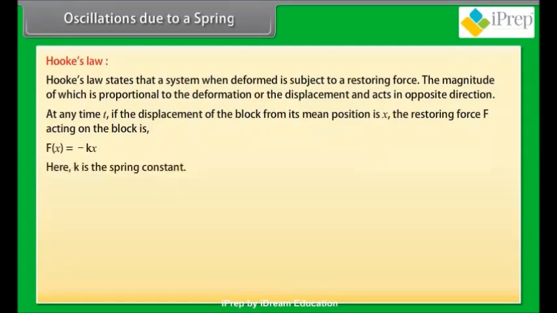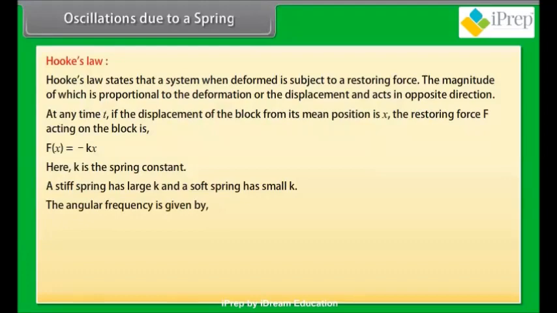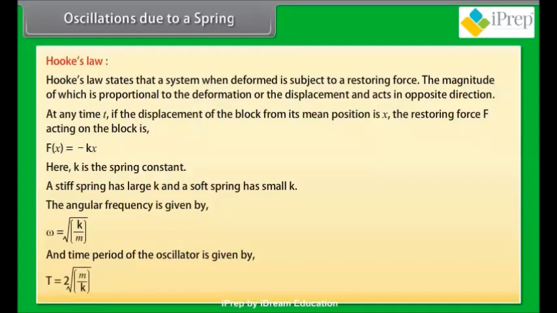Here, k is the spring constant. A stiff spring has large value of k and soft spring has small value of k. For this system, angular frequency is given by ω = √(k/m), and time period of the oscillator is given by T = 2π√(m/k).